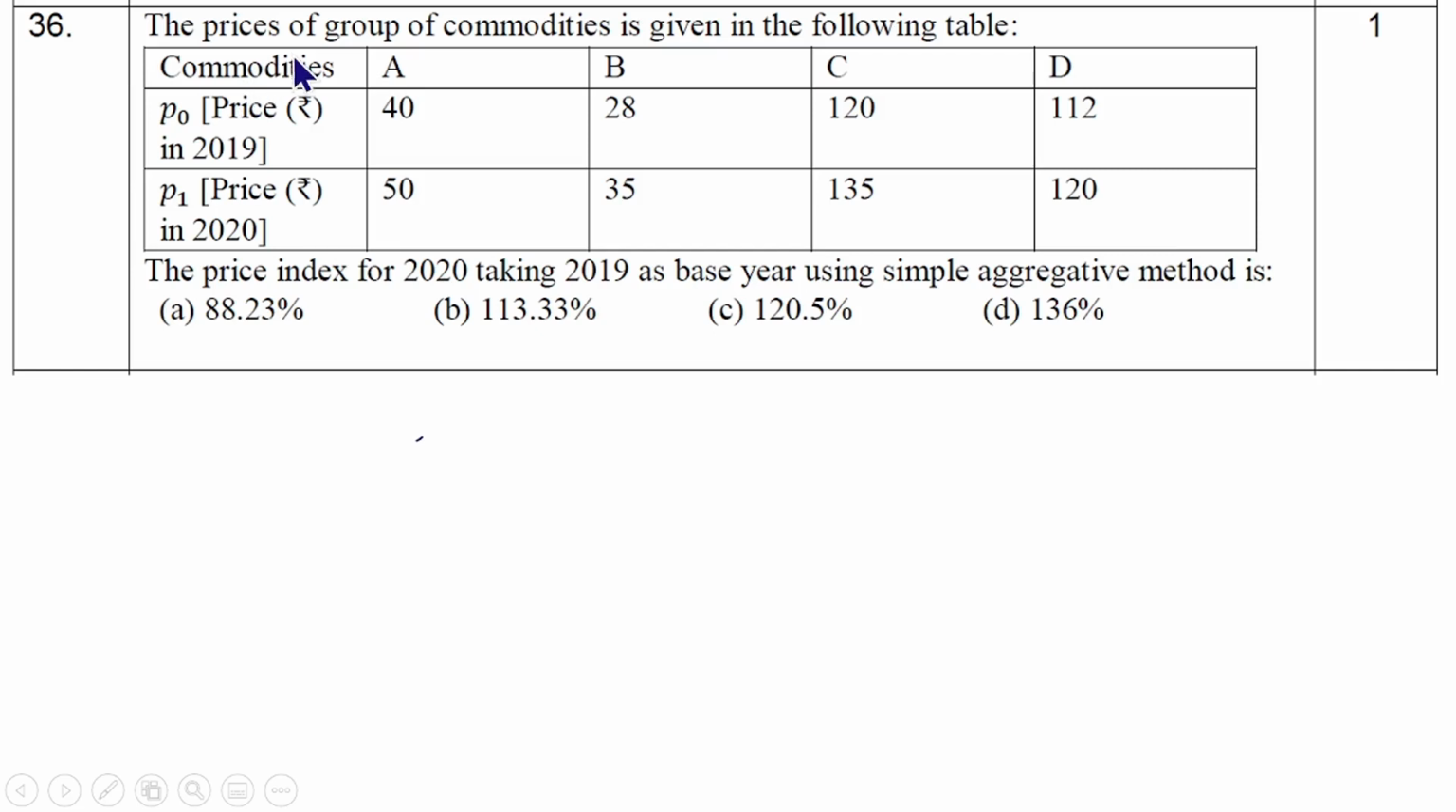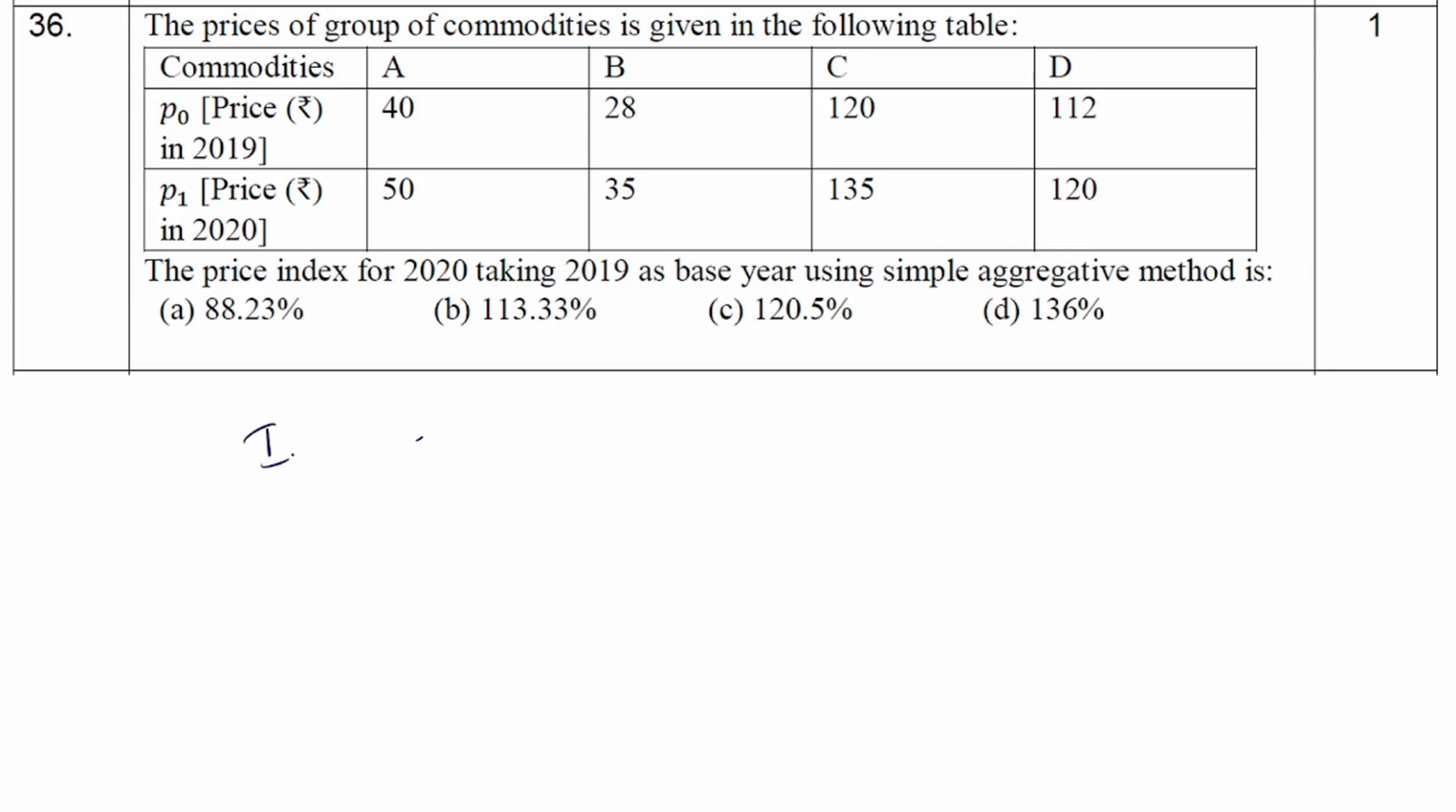Next question. The prices of a group of commodities are given in the following table. So we have the commodities A, B, C and D, and the prices in 2019 and 2020 are given. The price index for 2020 taking 2019 as the base year using simple aggregative method is. So we need to find the price index for 2020 taking 2019 as the base year using simple aggregative method.